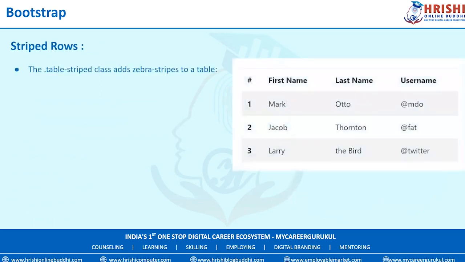First is striped rows. The .table-striped class adds zebra stripes to a table. That means, as you can see here in the image, first is plain white color, then grayish color, again white and then gray. So basically this striped rows class will add a zebra pattern, that is black and white, black and white. If you have observed a zebra, then what is the pattern or the color of the zebra's skin? It is black and white. So likewise, here also it will add a black and white effect, or a zigzag, that is a striped effect inside your table.